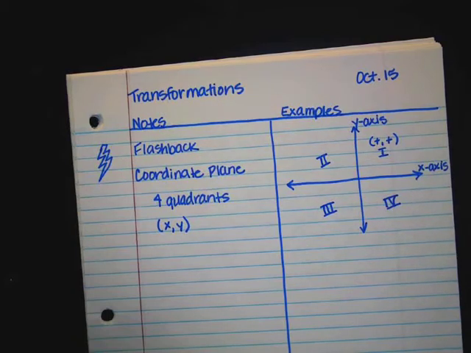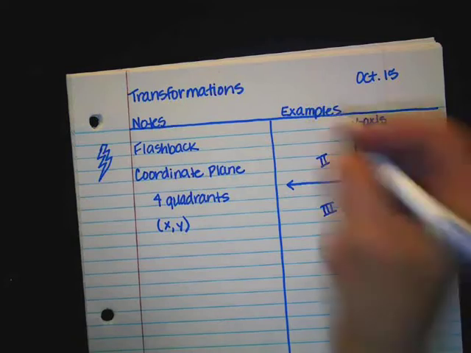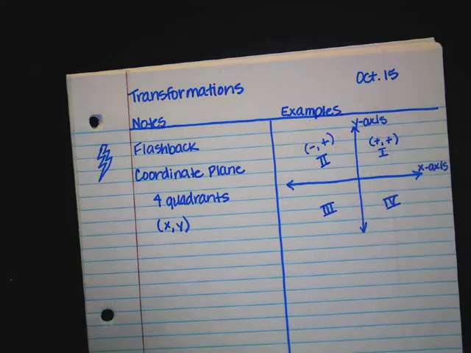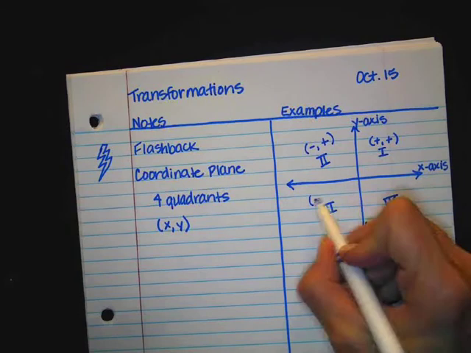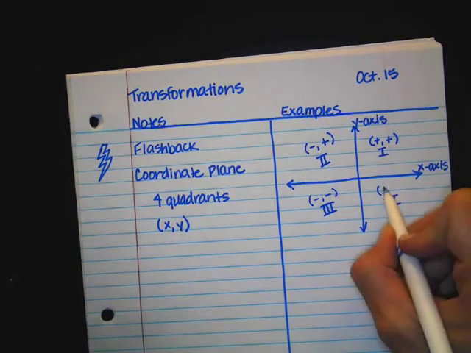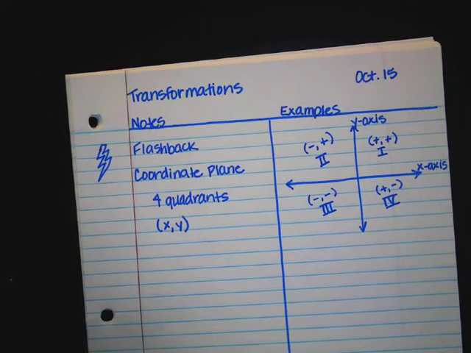Quadrant 2, my points are negative for the x and positive for the y. Quadrant 3, what kind of points do I have there? Negative, negative. And quadrant 4, I would have positive, negative. I go over to the x, but then I have to go down to find that y. Okay, so this is what we're going to base our transformations on. And we're going to get very, very precise as we continue moving through this unit.